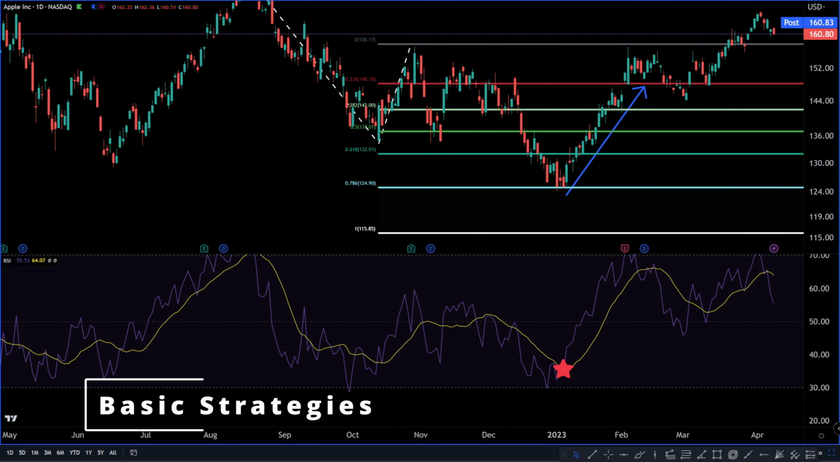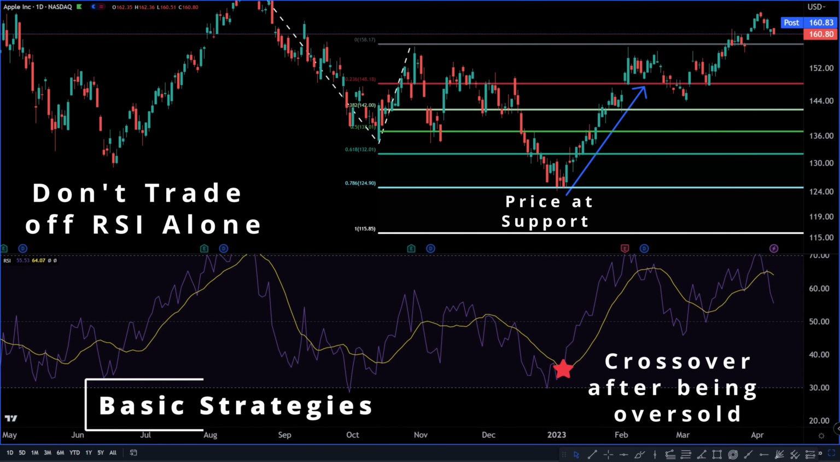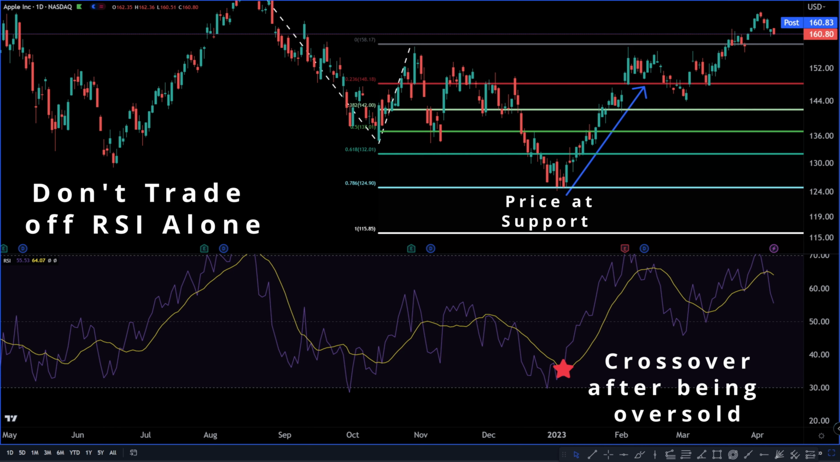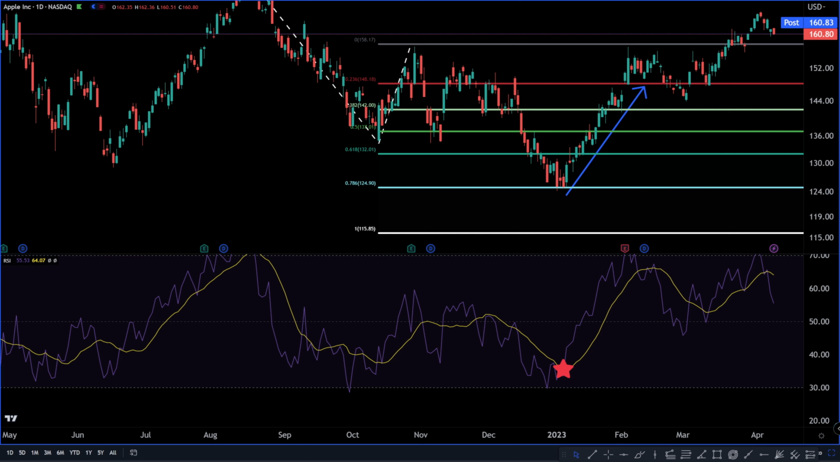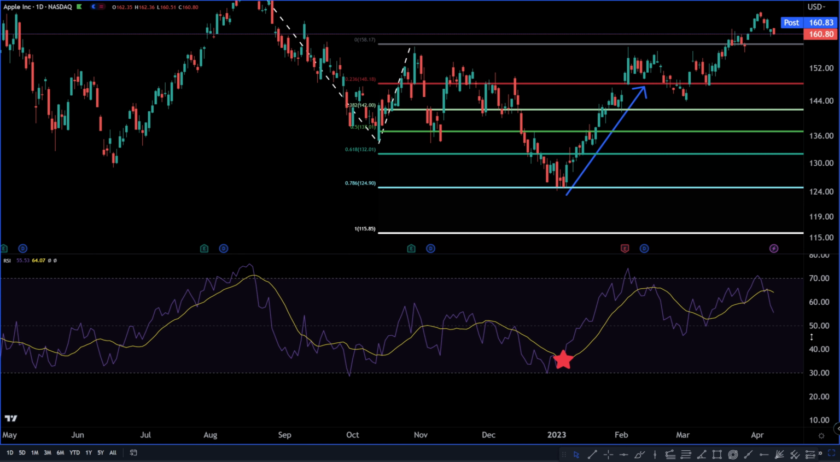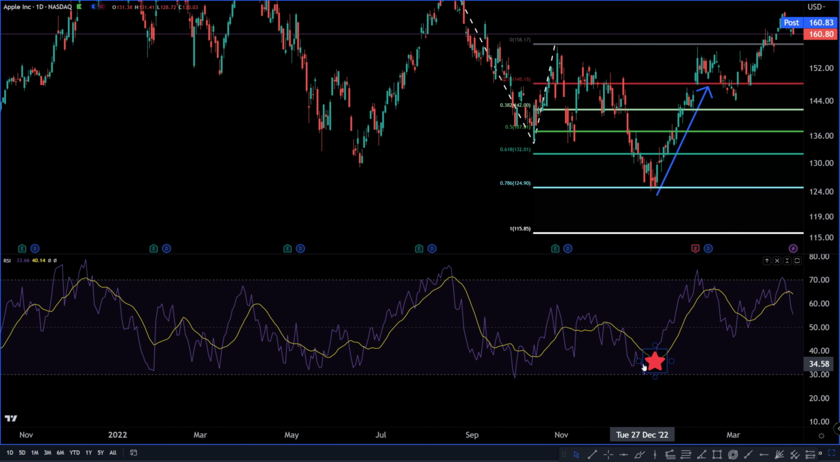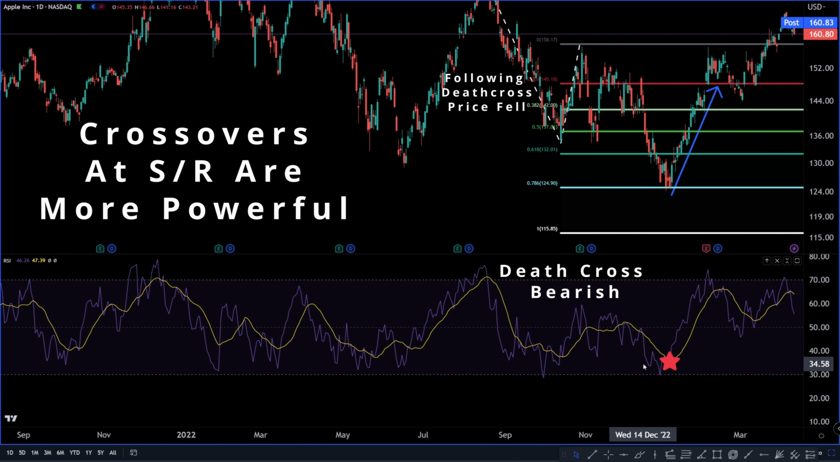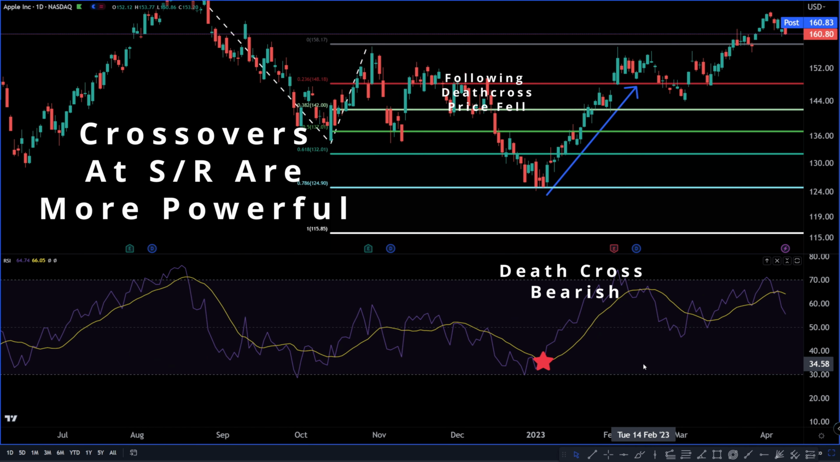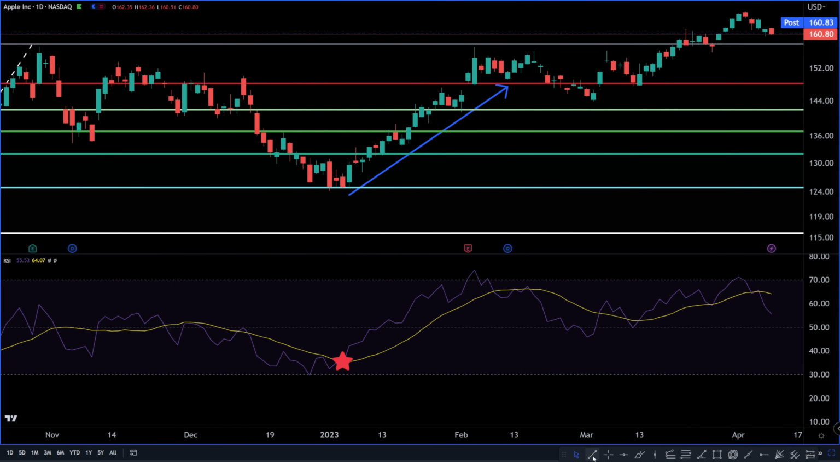Here are a few of my favorite ways to trade using the RSI. The first one is crossovers. One of the primary ways to use the RSI with the RSI-based MA line is to look for crossovers between the two lines, like golden crosses and death crosses. When the RSI line crosses above the RSI-based MA line, it can be considered a bullish signal, indicating a potential uptrend or reversal. Conversely, when the RSI line crosses below the RSI-based MA line, it can be interpreted as a bearish signal, suggesting a potential downward trend or reversal.